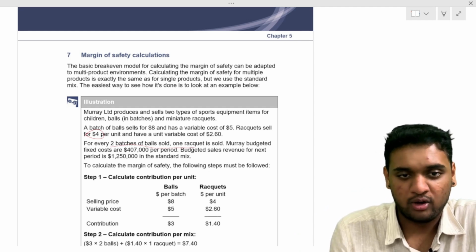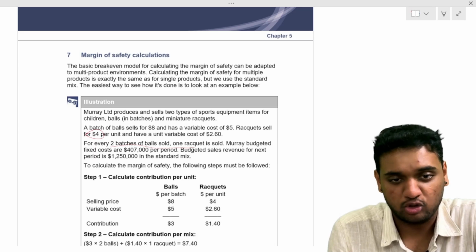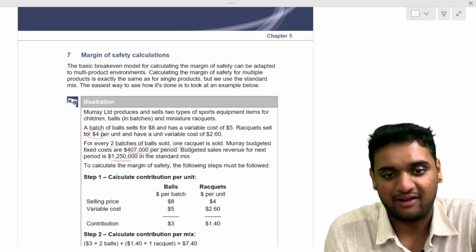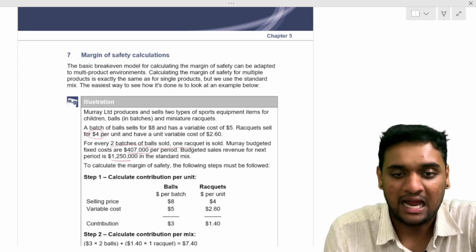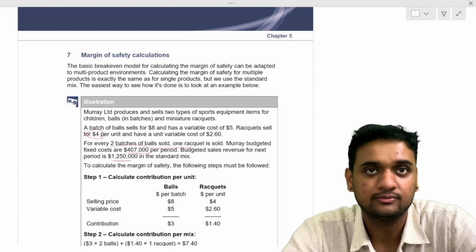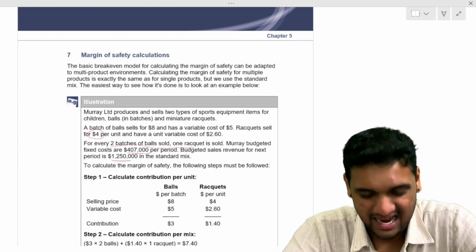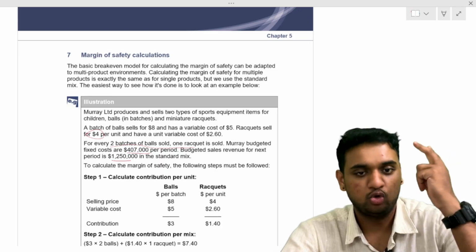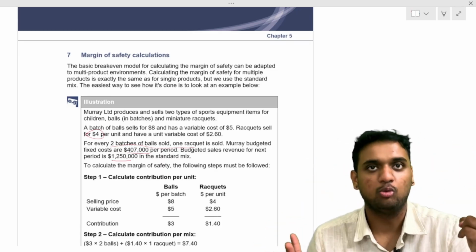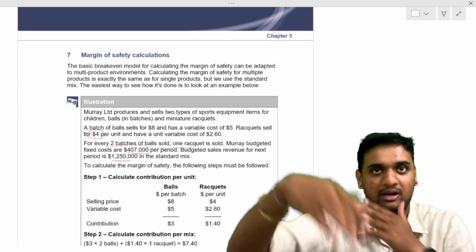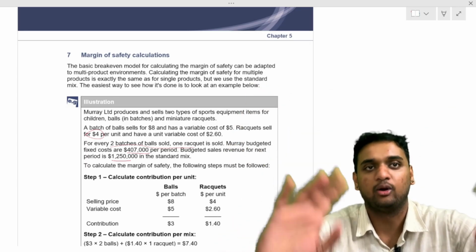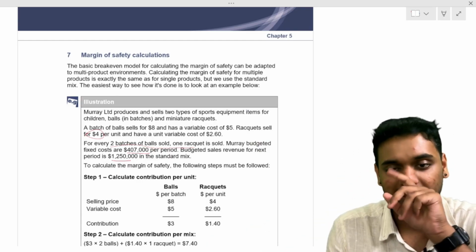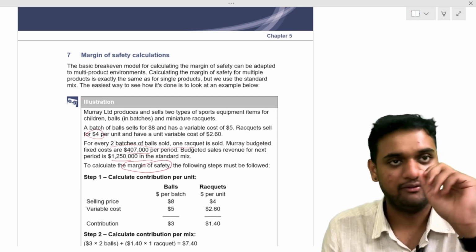Murray Limited budgeted fixed cost to be 4,07,000. Budgeted sales revenue 12,50,000, in the standard mix. What do you mean by standard mix? Standard mix means, in general, we will sell 2 balls and 1 racket. If customer is coming now, for every 2 balls we will sell 1 racket to the customer. That is the standard mix of products we sell. Okay. What are they asking? Calculate the margin of safety. We will do it one by one.